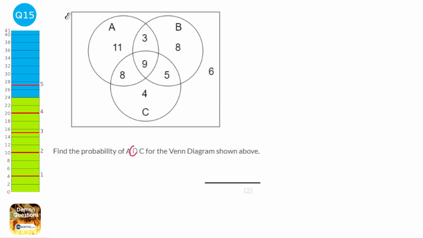So the symbol here basically means "and", and the way I remember it is if you draw that symbol and just put a line through it, you can make the word "and". So we're looking at the probability of getting something that is in A and C. So the only ones that are in A and C are this 8 and this 9 here. So we're going to just add the 8 and the 9 together, which gives us 17.